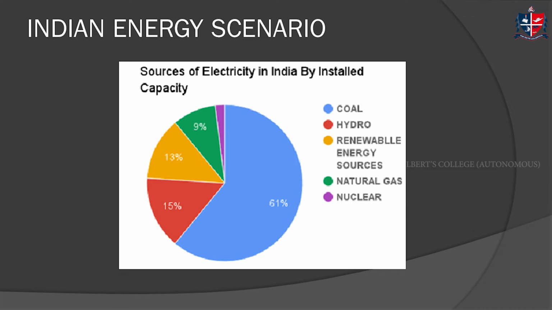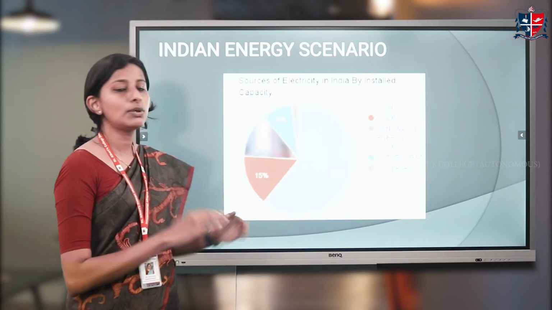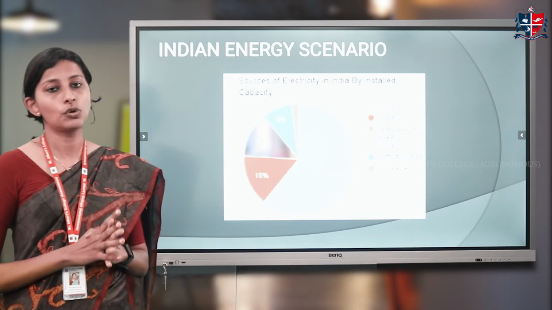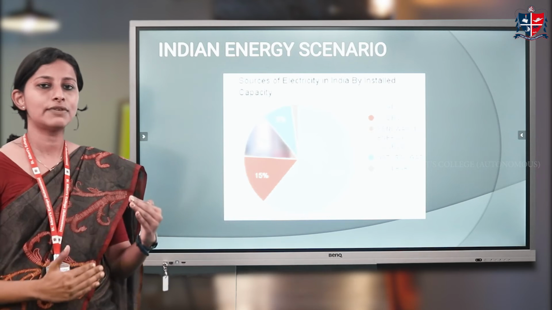Then we have 15% from hydro. Only 13% is from renewable energy sources, so this component has to be increased. Next, 9% is from natural gas, and approximately 2% is from nuclear. So when we get a glance at it, we can observe that nearly 61% of the energy production is from coal. Now we are going into the individual categorization.